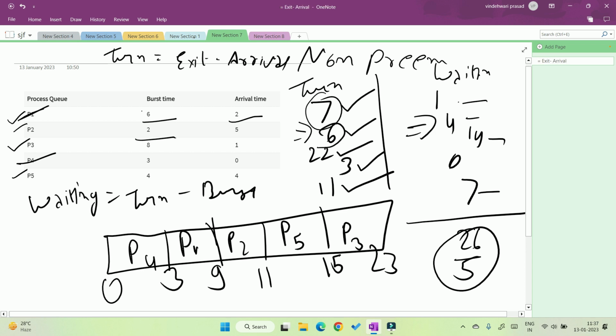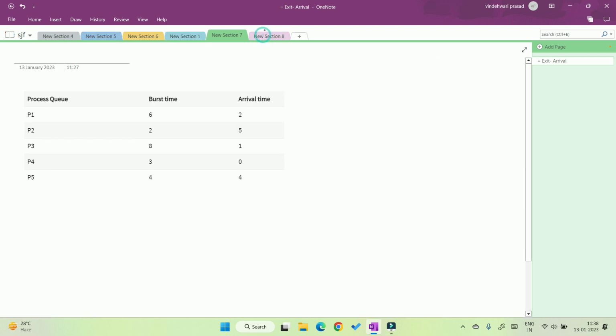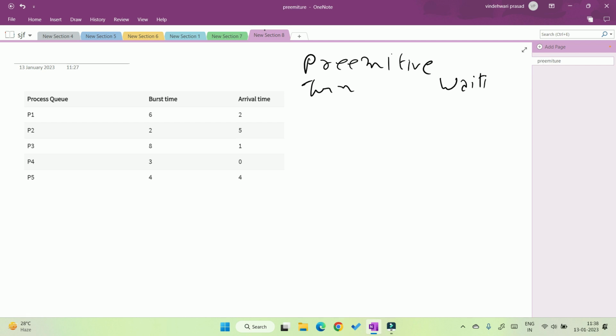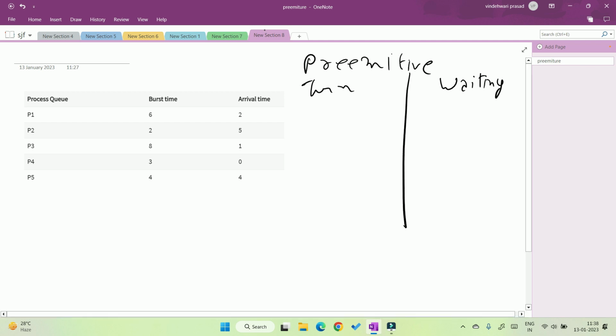Similarly we find the rest. Now we will solve the same question with the preemptive approach, not the non-preemptive one. So how is this question solved with the preemptive approach? Let's assume. Make the table: turnaround time, waiting time. Same question, nothing different. Okay.